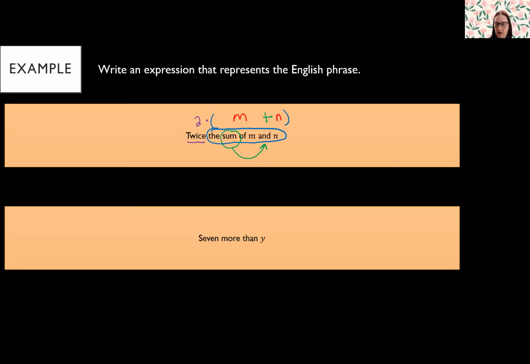So I've translated twice. I translated the sum of, I translated the m, I have the and the n. I basically have looked at every word here and translated. So now when we put this together and write this, we would have a 2, and then we don't use the dot, we just have parenthesis here, times m plus n, and then you close your parenthesis. So the parentheses are indicating multiplication here, so we don't have to put that extra dot or anything like that.